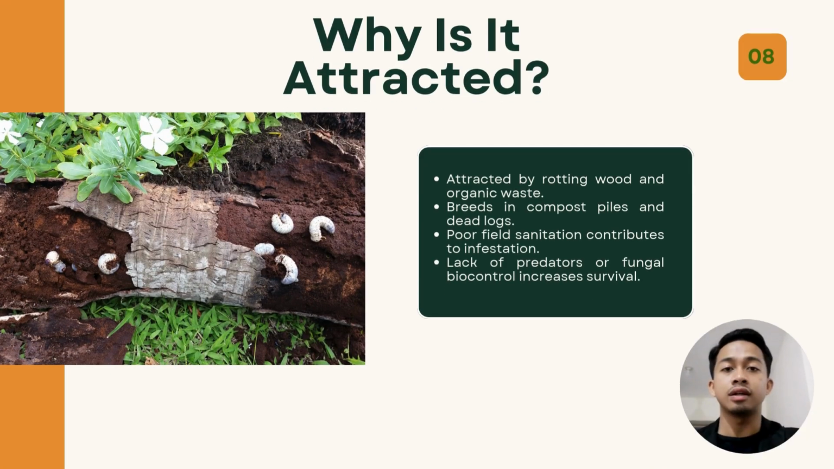Next, why is it attracted? There are several reasons why rhinoceros beetles infest a plantation. The primary reason is the presence of decaying organic material. After land clearing or replanting, if the leftover tree stumps, logs, or frond piles are not removed, they act as breeding sites. The adult beetles are attracted to the smell of decomposing matter, which signals a safe place to lay their eggs. Poor sanitation and lack of field maintenance allow these breeding sites to multiply. Additionally, when natural enemies such as birds, fungi, or predator beetles are absent due to excessive pesticide use, the population of Oryctes rhinoceros can increase rapidly without any natural check or control.